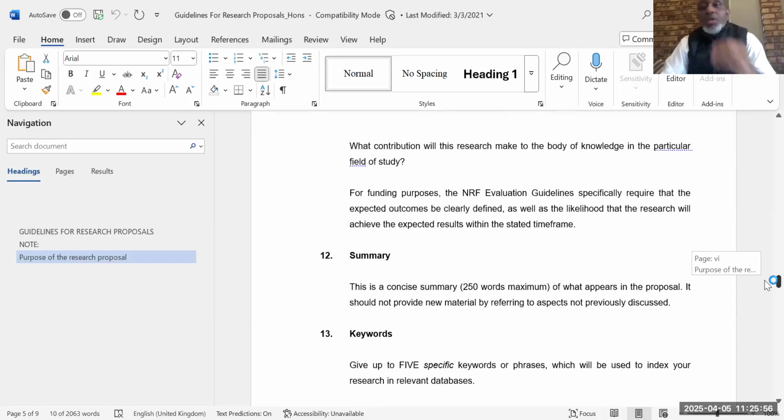Then the summary, obviously. After you have said this, you need to give a summary. Most of the time, we encourage the summary to be concise. In this case, we advise about 250 words maximum. It should not be new material that you have not referred to in the body of the proposal. And lastly, keywords. The keywords should be specific keywords or phrases, and should not be more than 5.